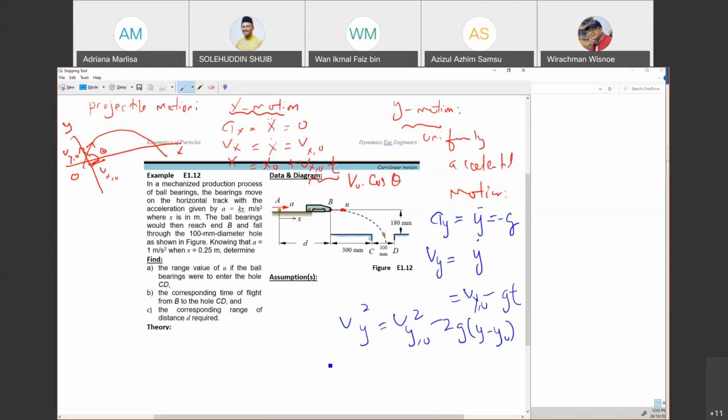Vy0 is basically what? Like tadi cosine, so this time is V0 sine theta. Ini penting. So we proceed to solve this problem.